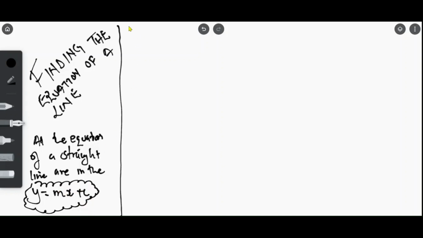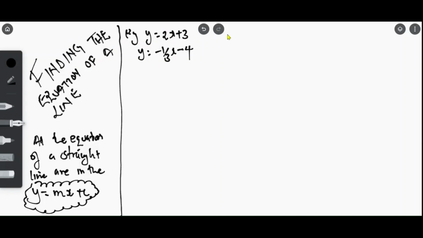So you can have examples. I can have the example y is equal to 2x plus 3. That is an equation of a straight line. I can pick another one, that is y is equal to negative a third x minus 4. That is an equation of a straight line. So we want to learn how we form this equation.